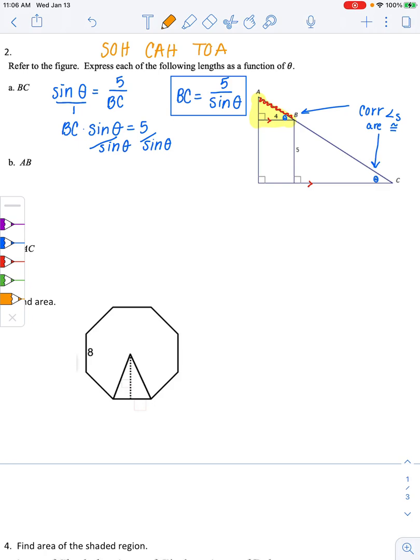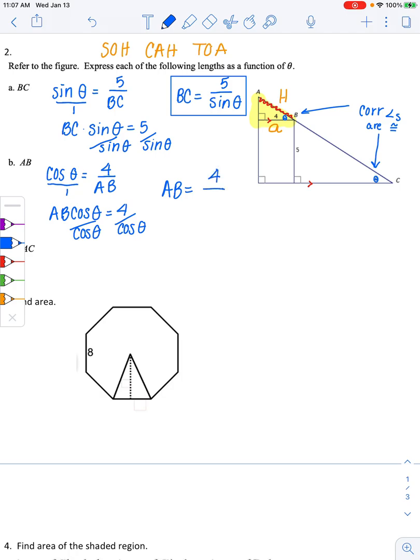Angle of focus is theta. I know the adjacent side is 4, and we're searching for that hypotenuse. SOHCAHTOA is telling me I'm going to use cosine this time. So cosine of theta is going to equal my adjacent side of 4 over what I'm solving for, AB. Put this over 1, cross multiply. You'll see we do the same pattern pretty much over and over. We're solving for AB, which would be 4 over cosine of theta.